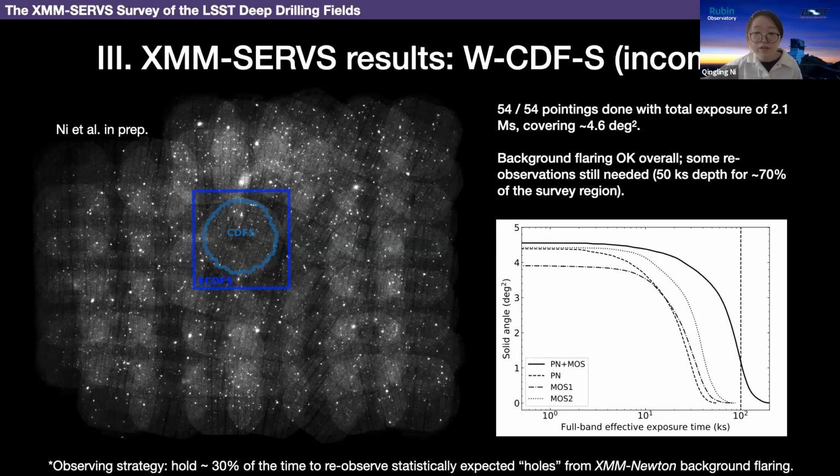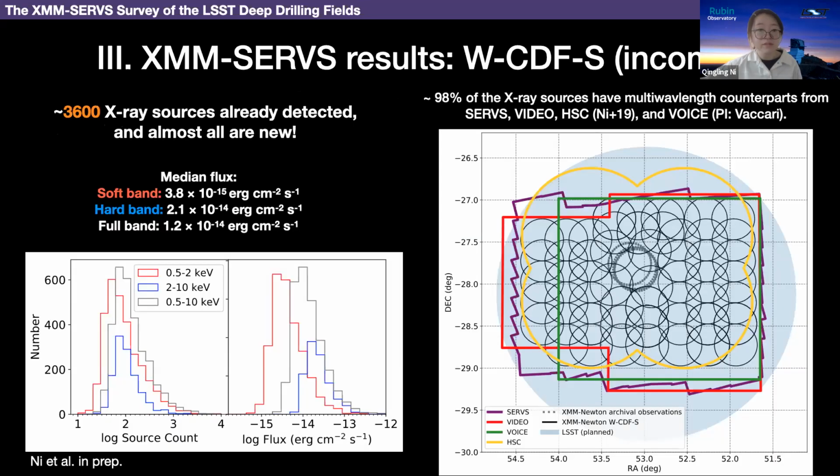Currently, we reached the 50 kilosecond step for 70% of the survey region. And here I show the X-ray image of all the current pointings accumulated together. We can see it's much wider than the original Chandra coverage, either in Chandra deep field or extended Chandra deep field.